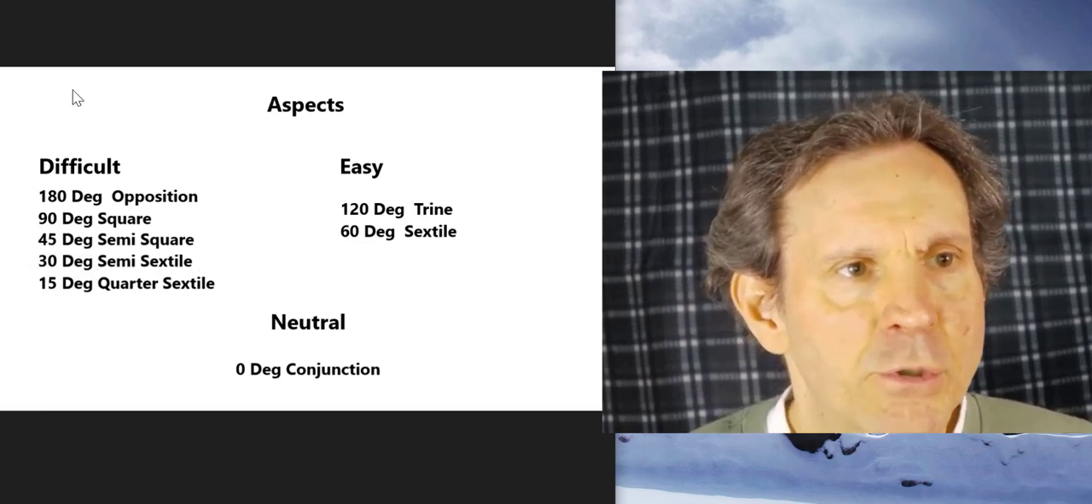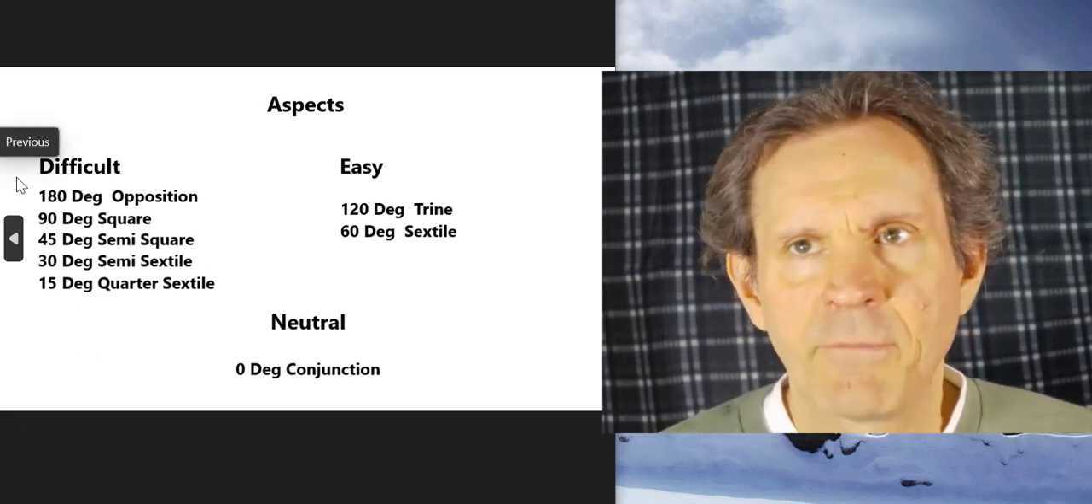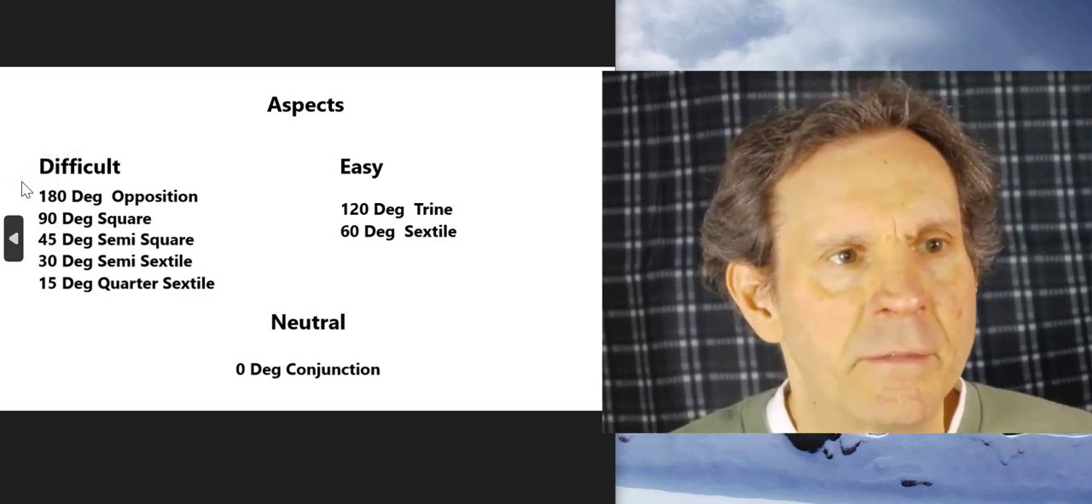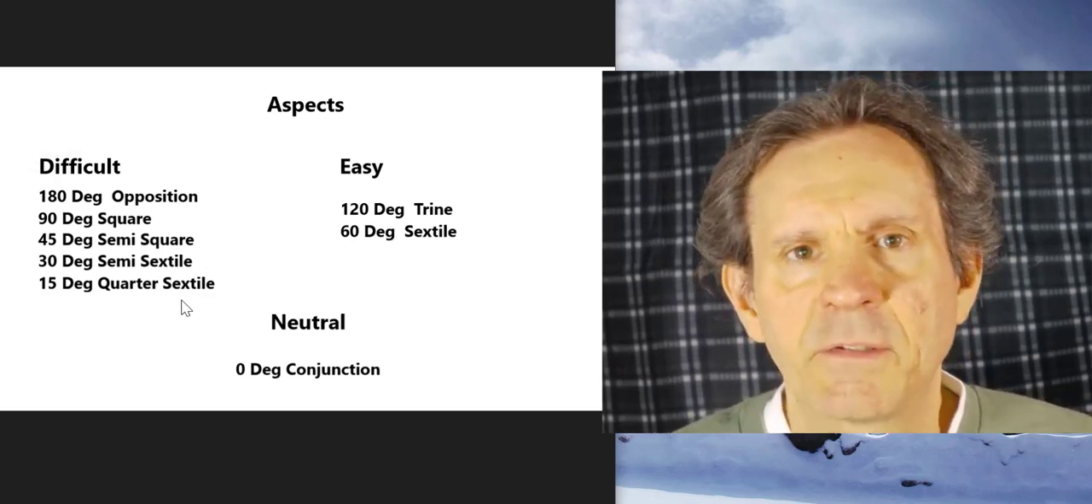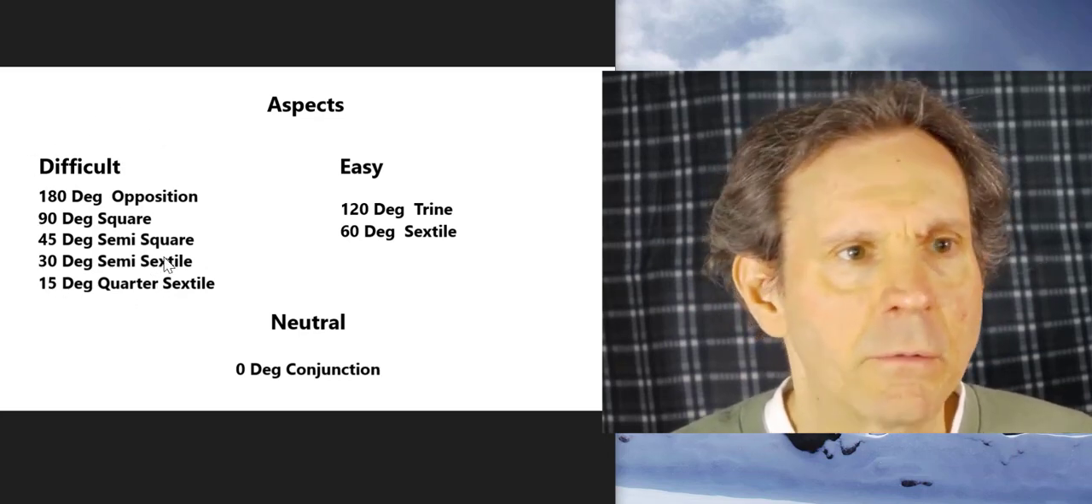These are going to show up in your chart in areas where you struggle. So think of an area of your life where things are difficult for you. Maybe they've always been difficult. These difficult aspects are going to tell us exactly that, the areas of your life where you struggle.